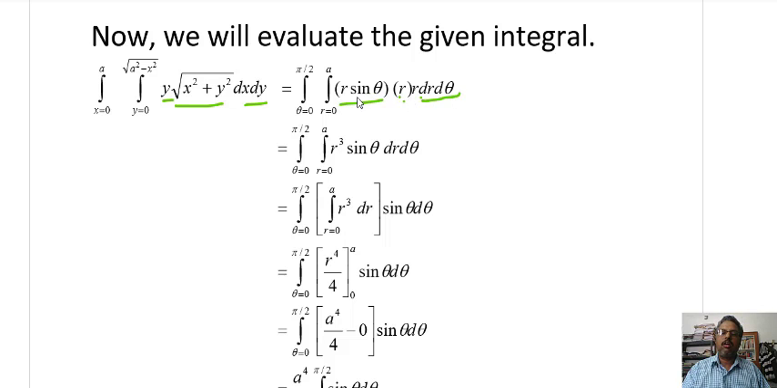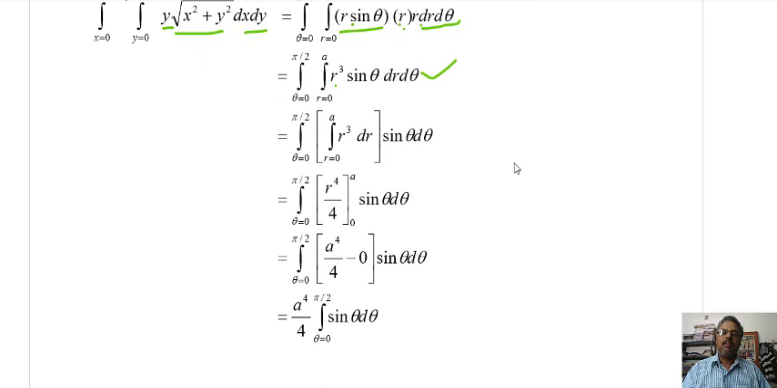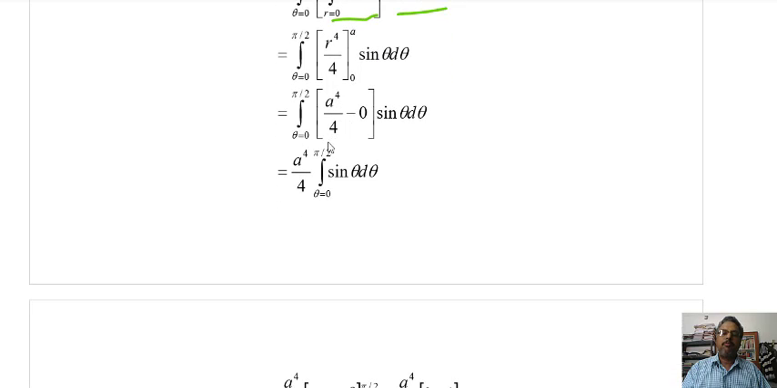Now here, r square times r gives r cube into sin theta dr d theta. The double integral with theta from 0 to pi by 2 and r from 0 to a of r cube sin theta dr d theta. Now separate the r terms and theta terms. The integration of r cube is r power 4 by 4 in limits 0 to a. Putting r equals a and r equals 0, we get a power 4 by 4 minus 0, which is a power 4 by 4, times the integral from 0 to pi by 2 of sin theta d theta.